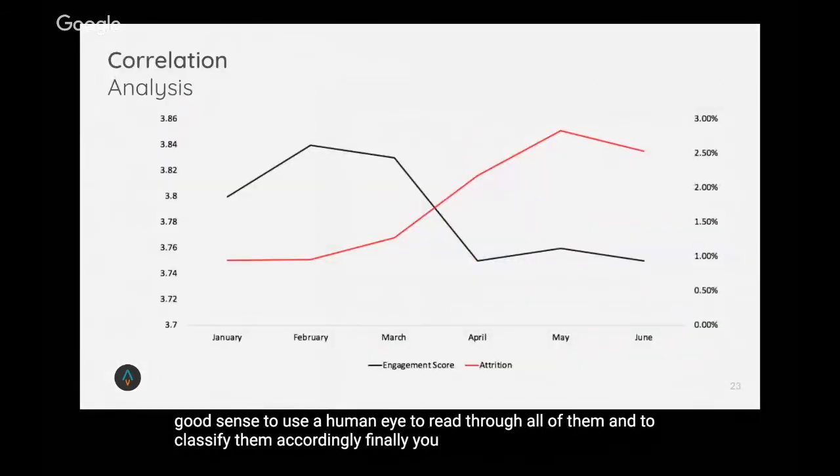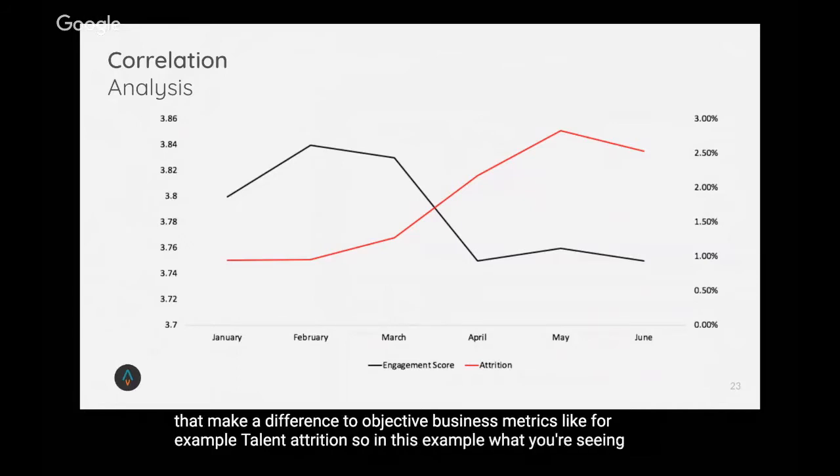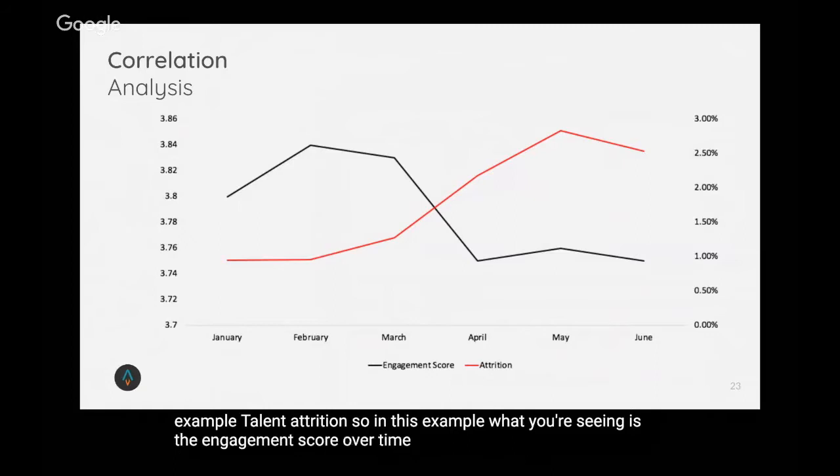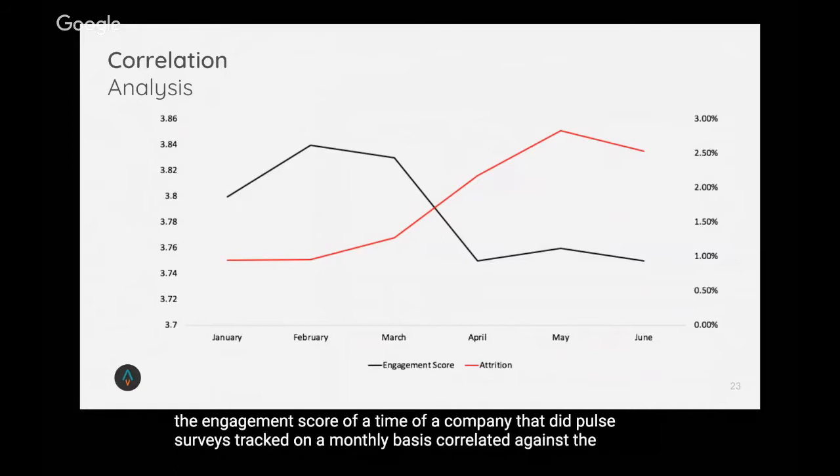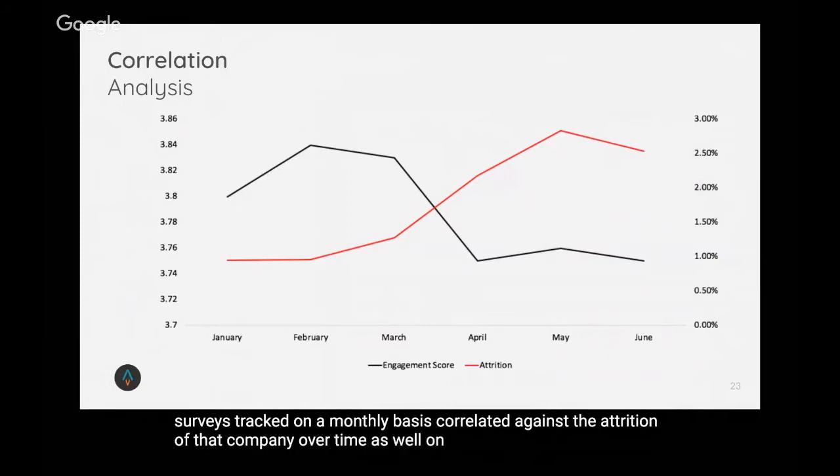Finally, you'd want to be looking at things that make a difference to objective business metrics, like, for example, talent attrition. So in this example, what you're seeing is the engagement score over time of a company that did pulse surveys, tracked on a monthly basis, correlated against the attrition of that company over time as well on a month-to-month basis. So very clearly from this correlation analysis, you'll be able to see that as the engagement of this particular company fell, the attrition rate and the rate at which they were losing their talent also increased. And in this particular case, it was shown to be at a 79% Pearson's R.